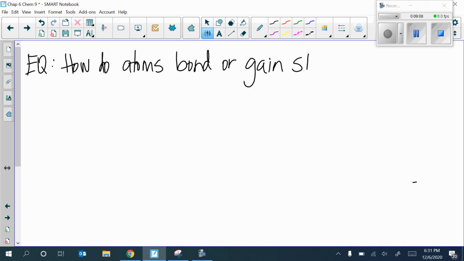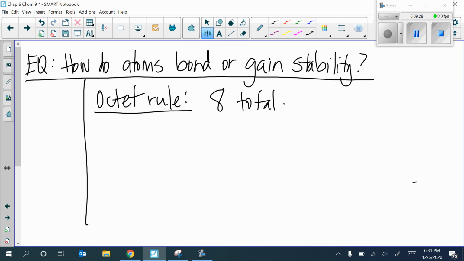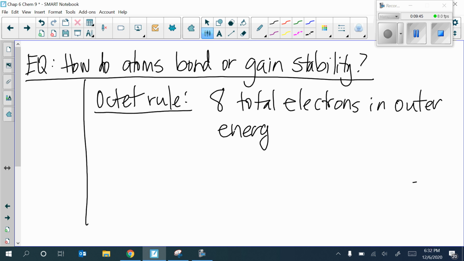And the reason they want to do that is they want to bond to gain stability. Okay, so atoms are stable when they have filled outer energy levels or they fulfill the octet rule with 8 total electrons in their outer energy level. So if we think about those noble gases on the far right of the periodic chart, they already have 8 total electrons in their outer energy level, so they don't want to bond with anything.